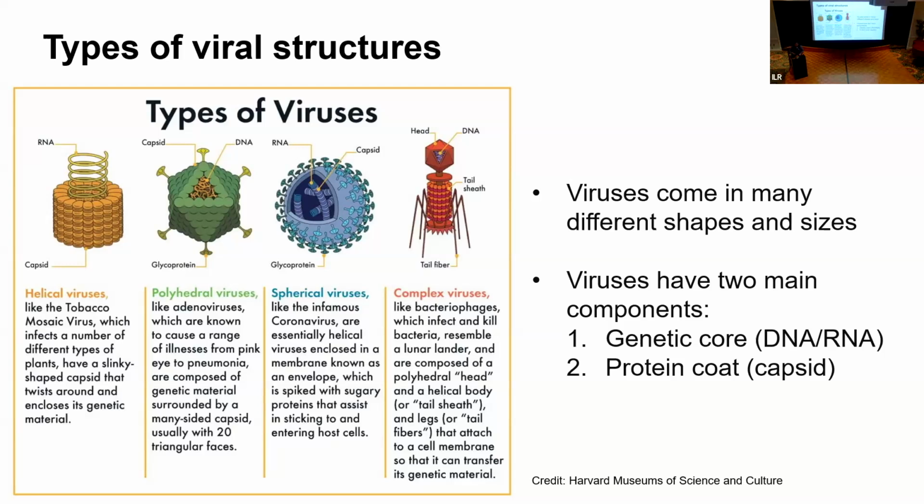So to simplify this, I can say that viruses have two main components that you have to be aware of. They have a genetic core, which can be made of DNA or RNA, and essentially this is their blueprint for how they can make more of them once they get into their host cell. And then to protect this bit of genetic core, they have some sort of protein coat, and in our case, we call this a capsid.